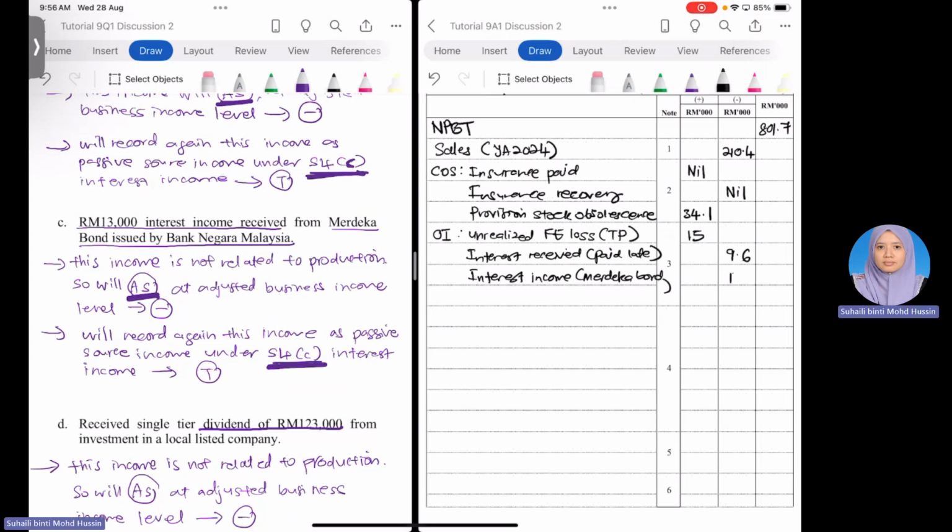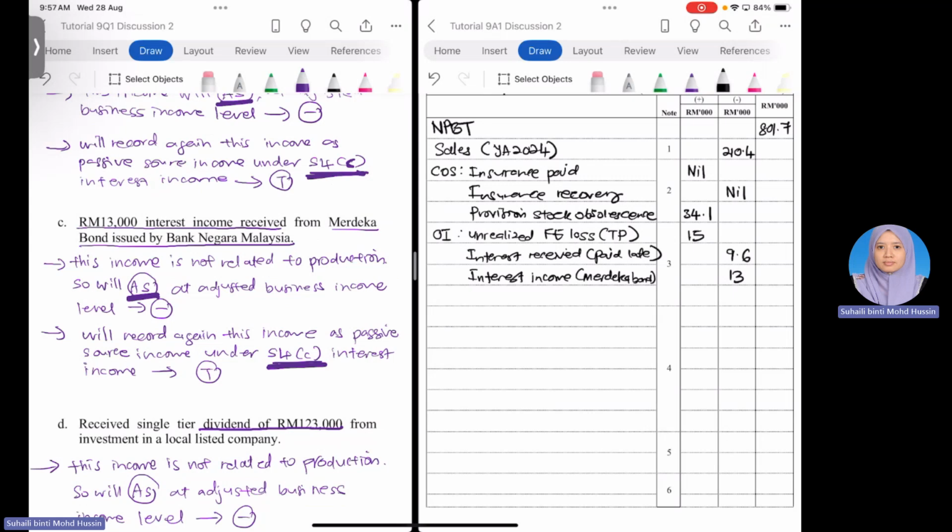Okay, so Merdeka bond 13,000 ringgit will be minus first at the adjusted business income amount. Okay, and we record again under section 4 subsection C. Merdeka bond, this one not enough space. Right, 13,000 ringgit we will record again in the section 4 subsection C.